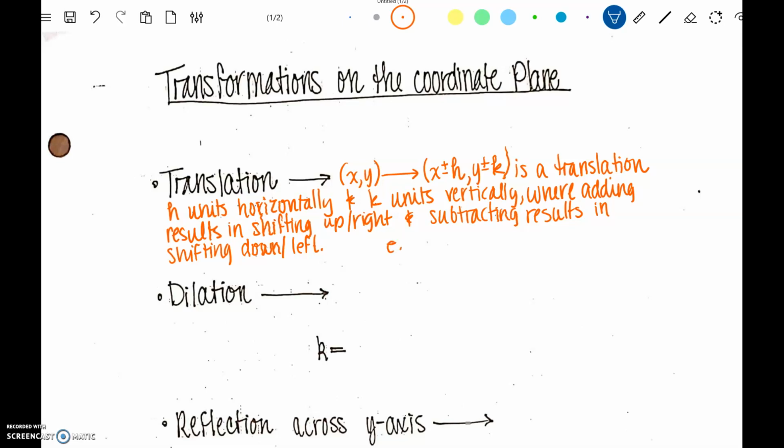Okay, what that might look like, here's an example given. This point, x y, is translated by this rule. What this would look like is the point would be moved 2 to the right and 1 down. Remember, x dictates how far to the right or left a point is, and y dictates how far up or down a point is. This plus 2 would move it to the right because addition moves either up or right, and this minus 1 here would move the point down 1.